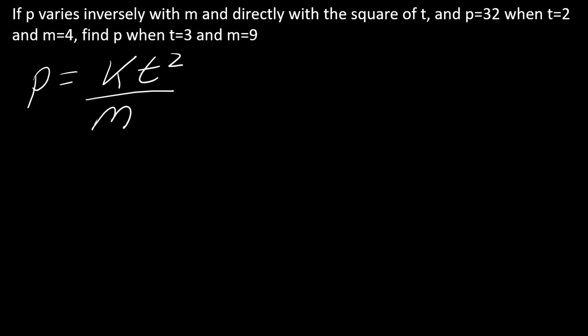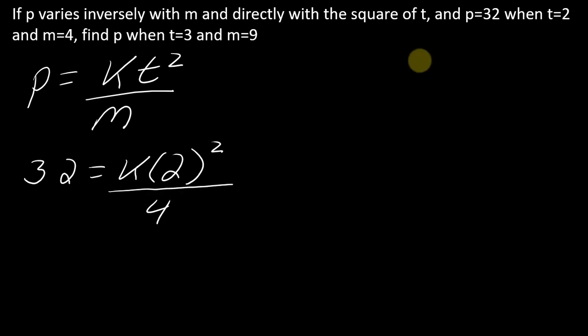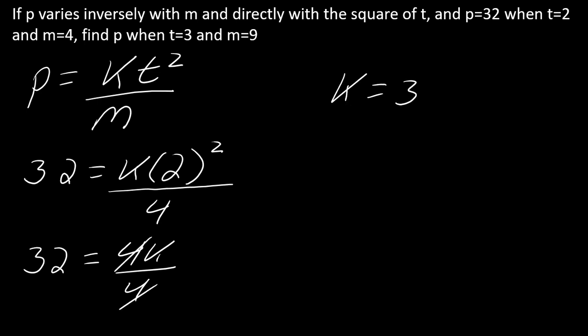Okay, so now what I want you to do is solve for k and hit play when you're ready. So I have 32 equals k times 2 squared over 4. So I literally just plugged in the numbers 32, 2, and 4. So here's where I'm at. If I try to solve for this now, I get 32 equals k, so let's see, this becomes really 4k over 4. So the 4's actually drop out in this case. So my k is actually just equal to 32.